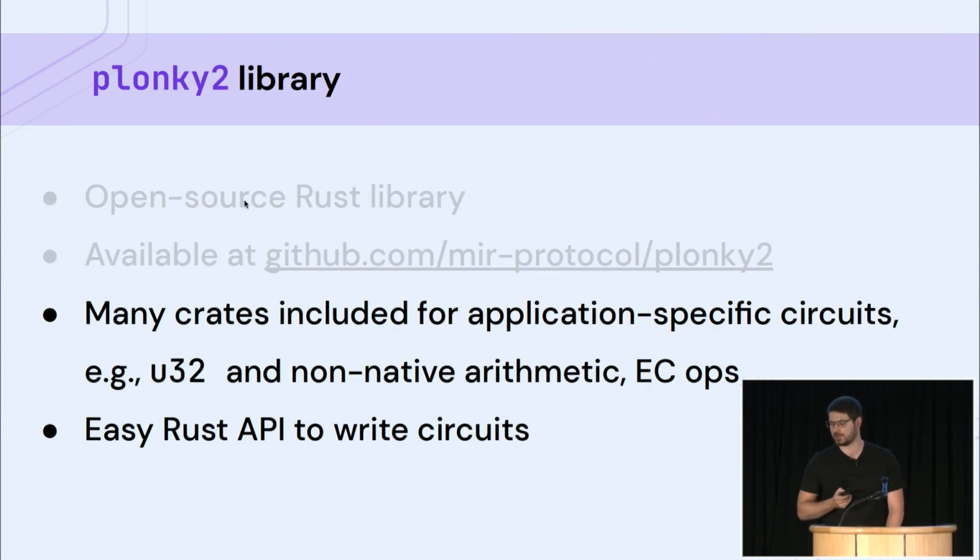We have a lot of crates included for all kinds of application-specific gadgets. So gadgets for U32 arithmetic, non-native arithmetic, elliptic curve operations, and ECDSA. And we have a Rust API to write circuits, so you don't have to learn a new DSL. You can just write everything in Rust and use all the gadgets included.